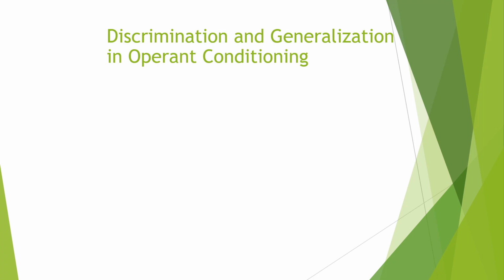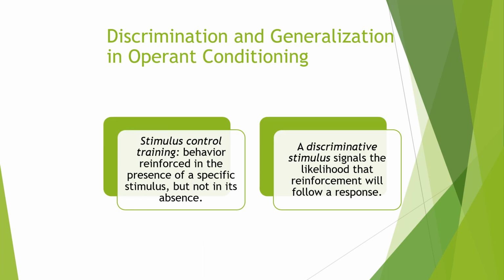All right, I want to talk next about discrimination and generalization in operant conditioning. Remember, we talked about these two previously with classical conditioning. Now I want to talk about them with operant conditioning. And so we have two different things to think about. One is stimulus control training. This is where behavior is reinforced in the presence of a specific stimulus, but not in its absence.